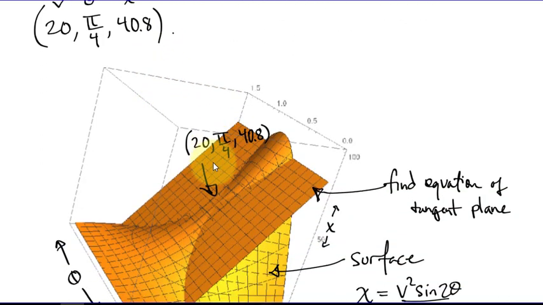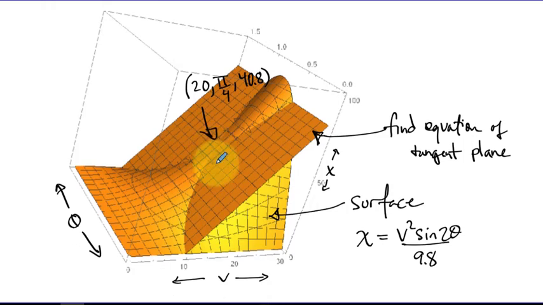So I've graphed that surface, and I've graphed the actual tangent plane at that point on the surface. Here I have an axis for the speed, another axis for the launch angle, and then the corresponding range that you get with that combination is graphed as this surface.